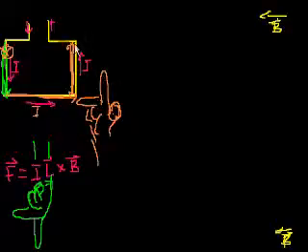Index finger in the direction of the current, middle finger in the direction of the field, thumb points out of the page. And do that with your own right hand, and you'll see that the net force of the magnetic field on this segment of wire is going to be upwards. Upwards. Let me do it in a different color just to get some contrast. It's going to be upwards.